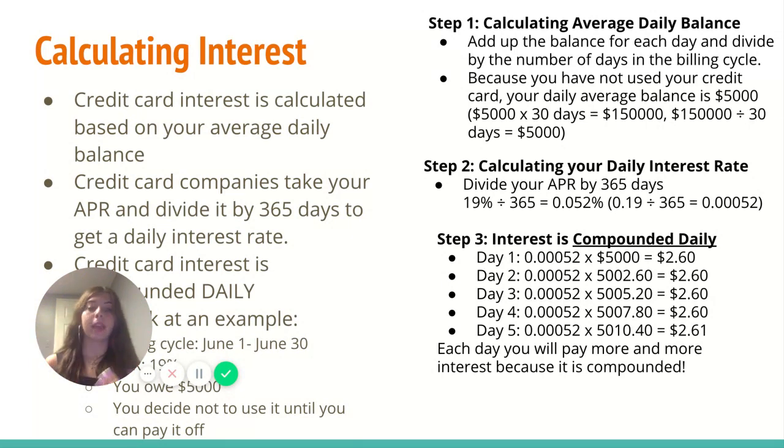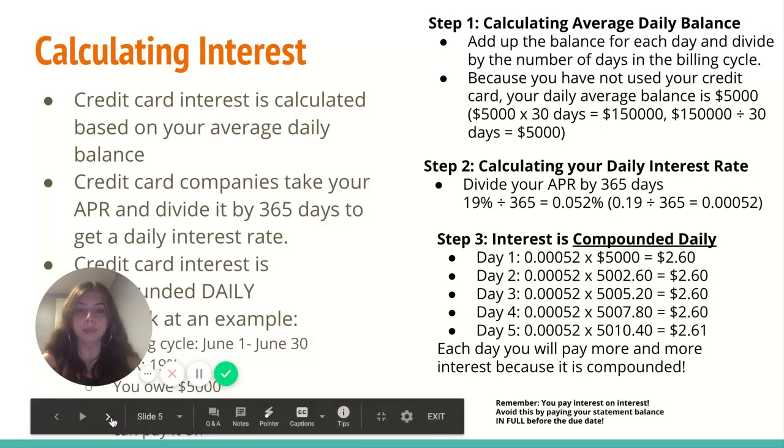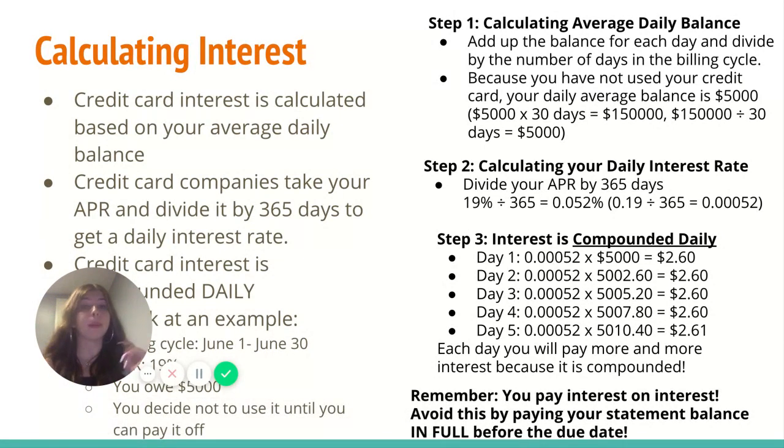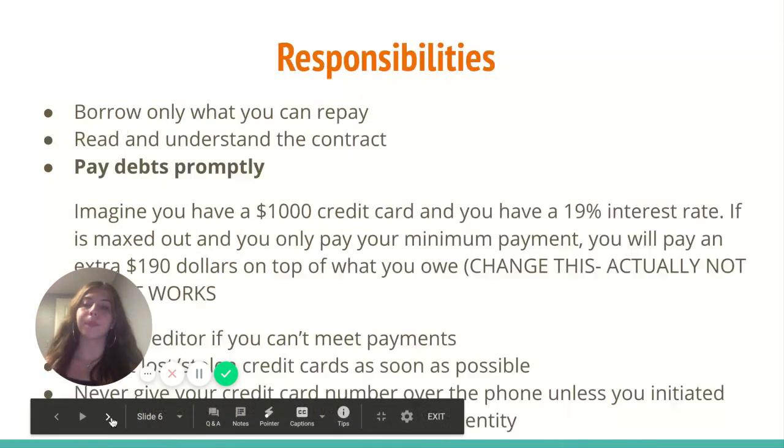And each day you'll pay more and more interest because it is compounded, which means it always gets added on, which is why a lot of people say it is good to pay your credit right at that second, just so interest doesn't get calculated and you don't owe the bank more money. So remember, this is a big, big, big reminder. You pay interest on interest. Avoid this by paying your statement balance in full before the due date, which is what I just mentioned.